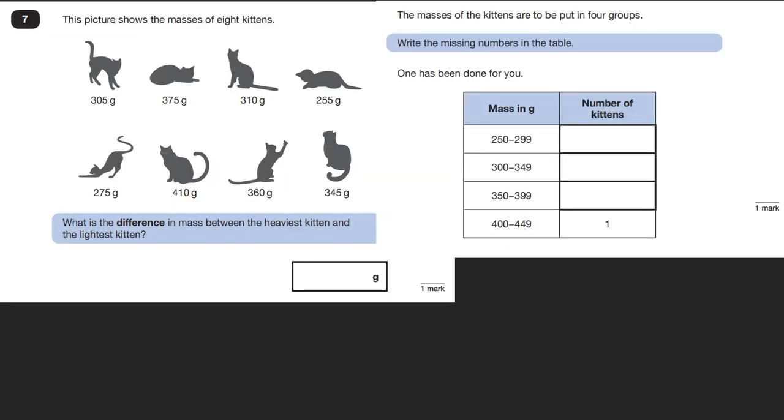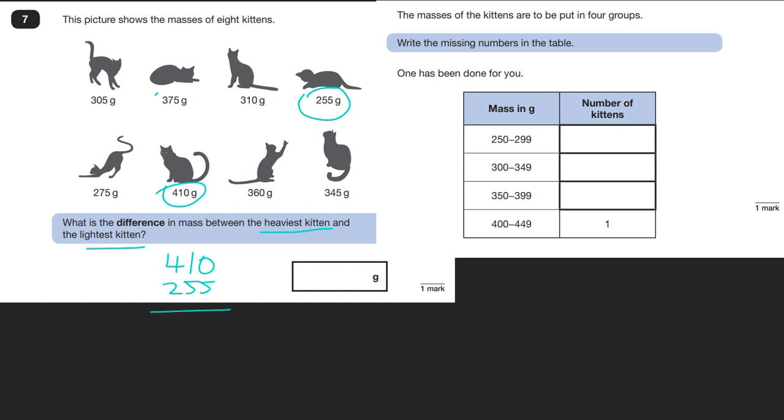And moving on to question number 7. The picture shows the masses of 8 kittens. What is the difference in mass between the heaviest and the lightest kitten? So the heaviest, you need to look at 305, 375, 310 and so on. The heaviest one is 410. And the lightest one, it's in the 200 series, 255. So 410 take away 255.